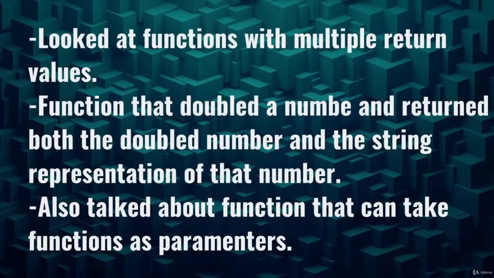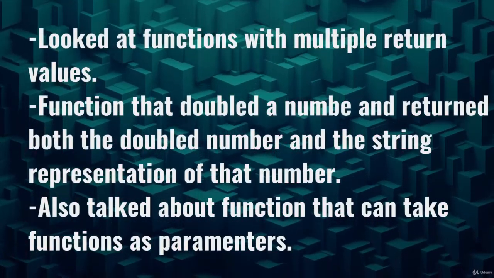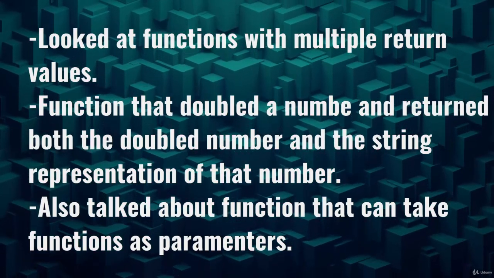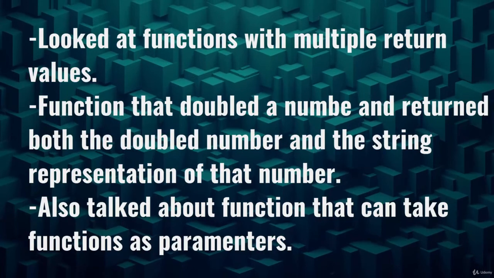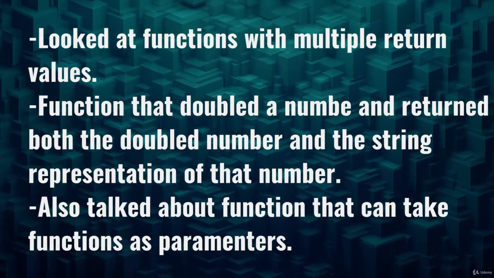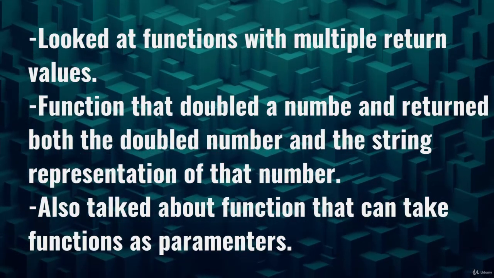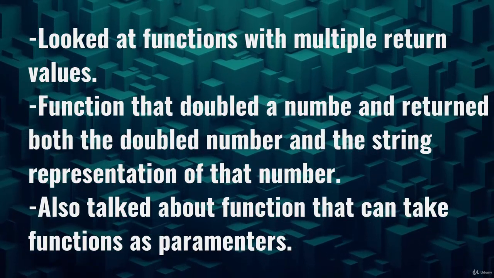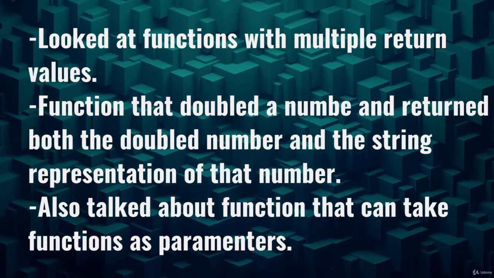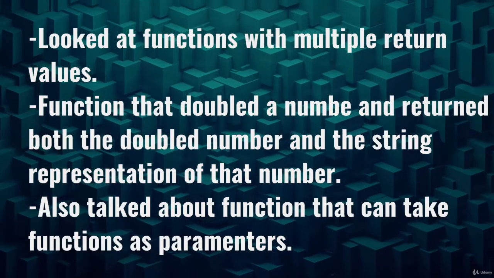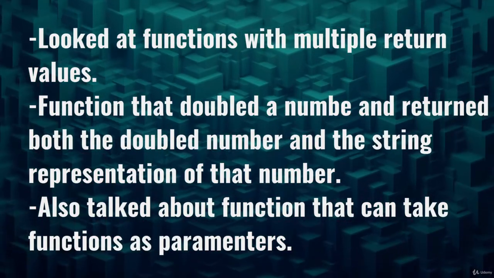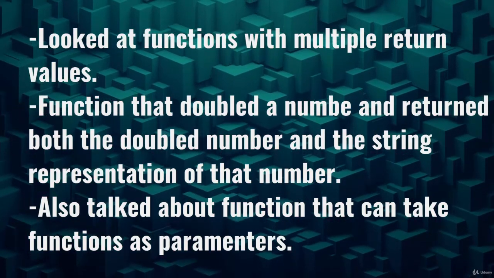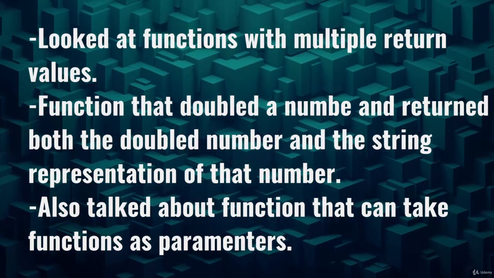So this part of the tutorial focused on functions with multiple return values. Up until this point we'd only seen functions with either no return values or one return value. This time we looked at two. So we had two different return types as well as two different return values. Our function basically just doubled a number that we took in as an input parameter, and it returned both the doubled number as an integer and the string representation of that number.